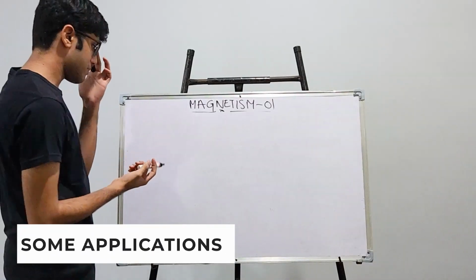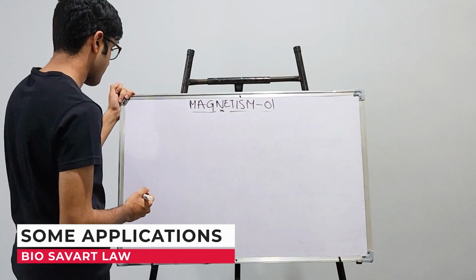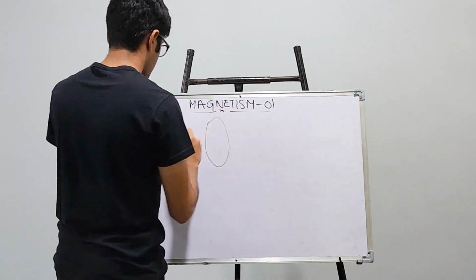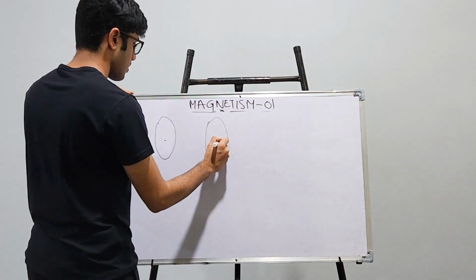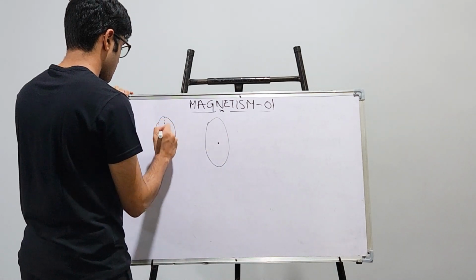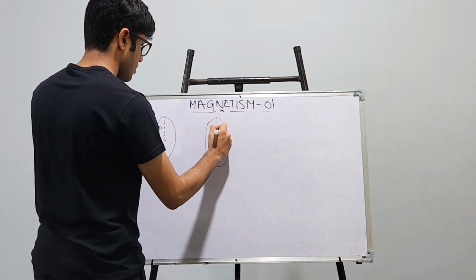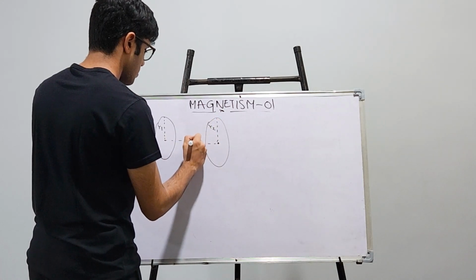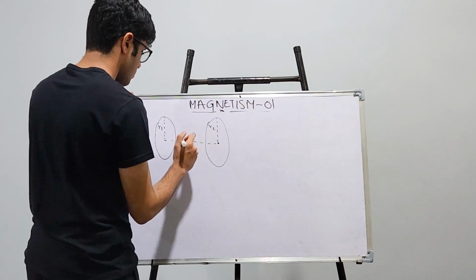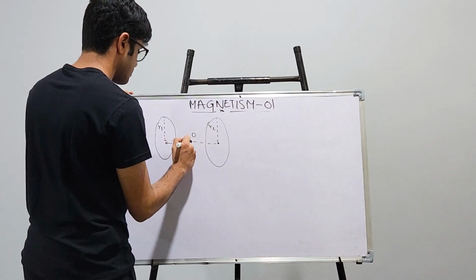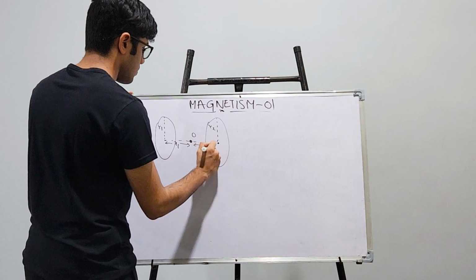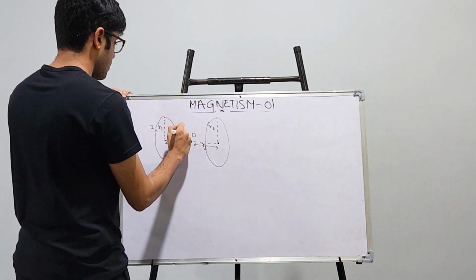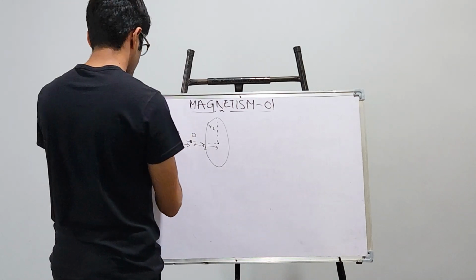Now let us see 2-3 applications. These are two circular coils, with radii R1 and R2. This is point O. This is X1. This is X2. This is I.